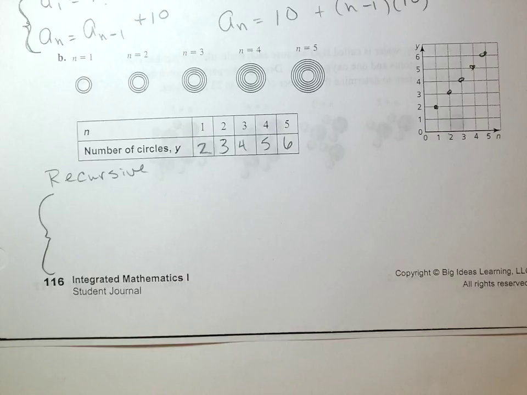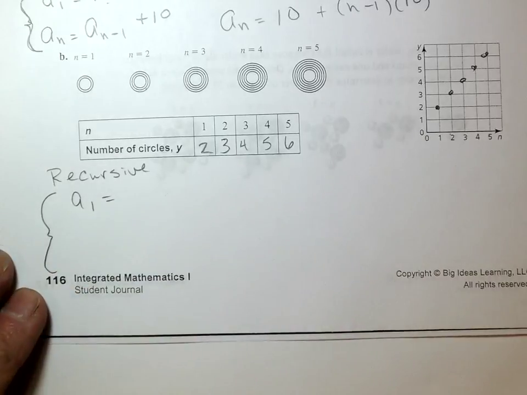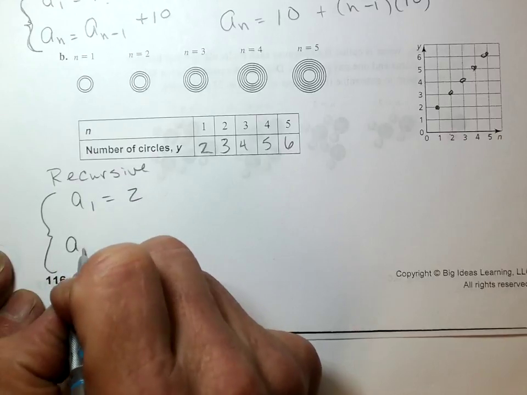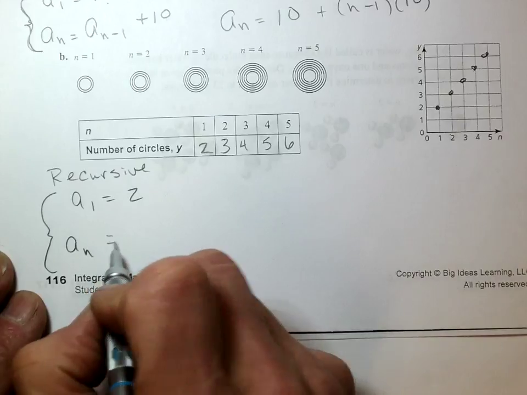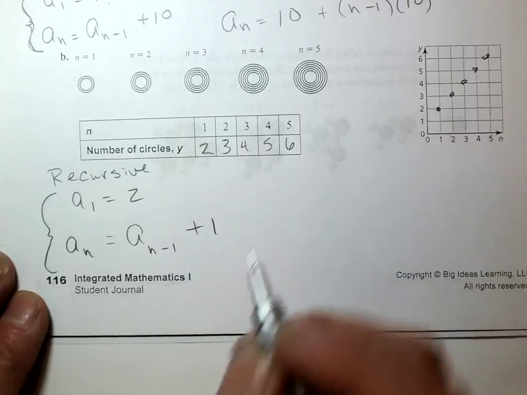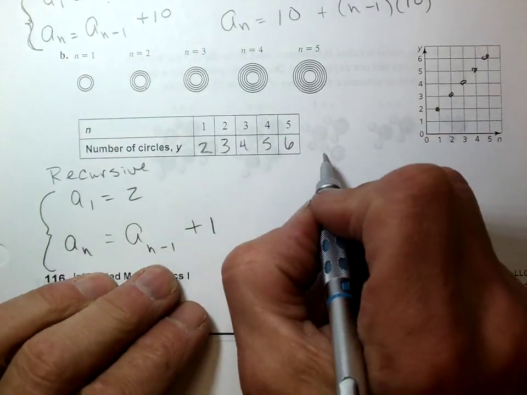Minus 1 plus 1. Okay. A1 is what? What's the first term? 2. And then if we want to make any particular term, say A of n, whether we want to make the 5th term or the 100th term, A of n is equal to the previous term plus 1, right? Does that make sense? Okay. Take the previous term and add 1. Okay. Thumbs up? Yep. Okay. Explicit.